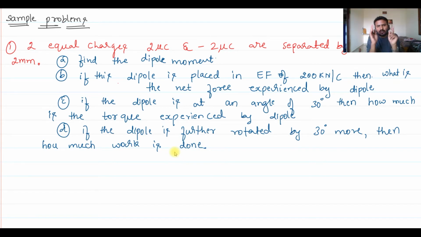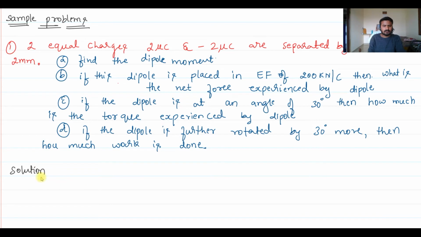Okay, see, from one question they can ask many things, right? They've just given one statement, that two equal and opposite charges are separated by so and so distance. The magnitude of the charge is given, the separation between the two charges is also given. So using that information, what can we find out? The dipole moment. That is the first question, right? So how do I find the dipole moment of a dipole? Let's get into the solution.